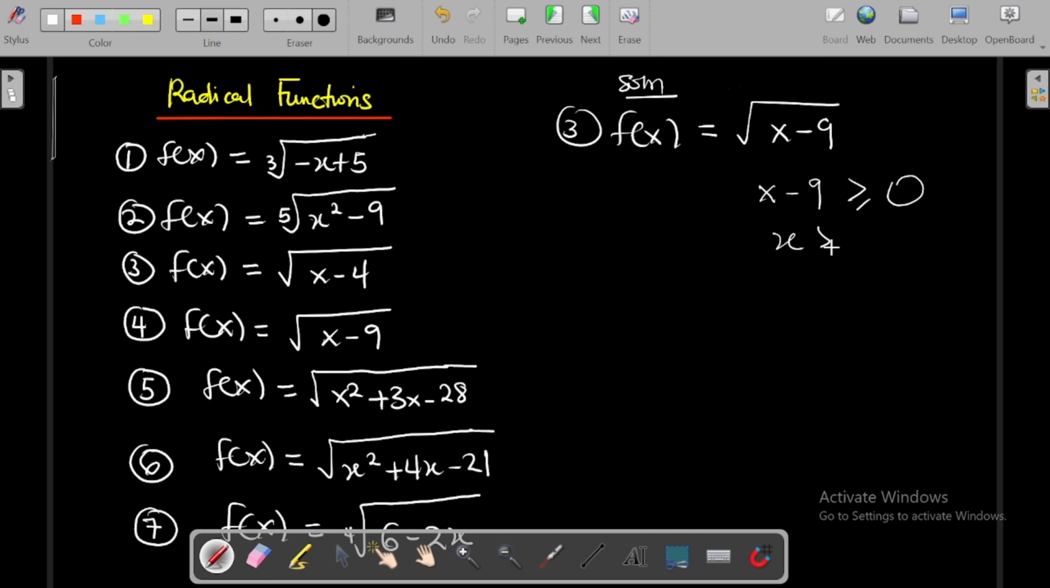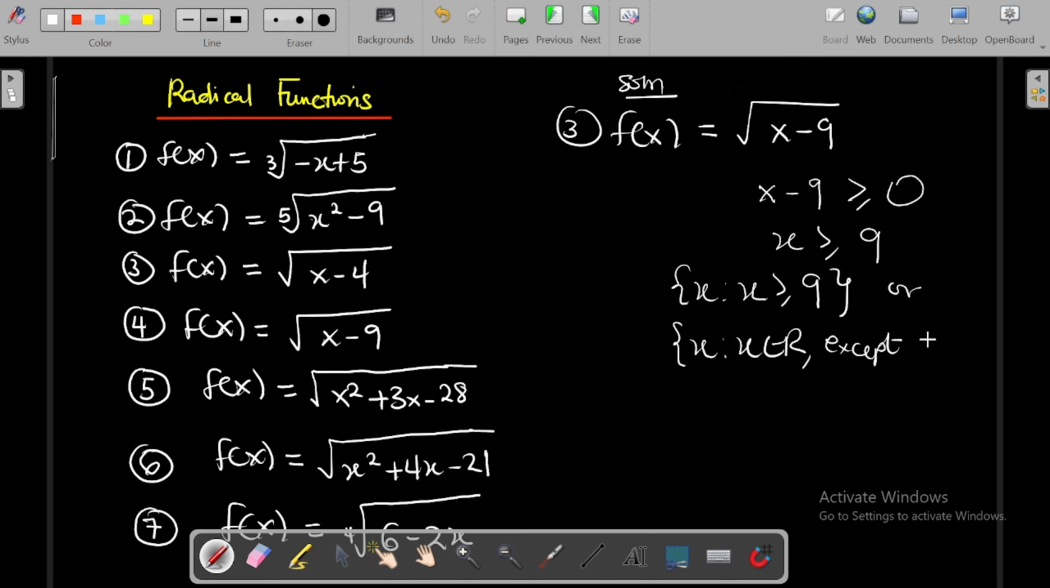So from here we solve for the value of x. x will be greater than or equal to 9. Okay, so that's our domain. Our domain is x such that x is greater than or equal to 9. Or some books can say that x is such that x is a member of all real numbers except, this time, if x should be greater than or equal to 9 as our range of values, then the exception is x less than 9. As simple as ABC. So if you are confused with the second approach, you can just go by the first approach: x is such that x is greater than or equal to 9.